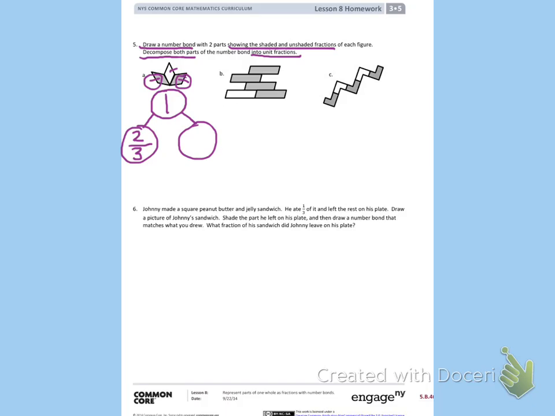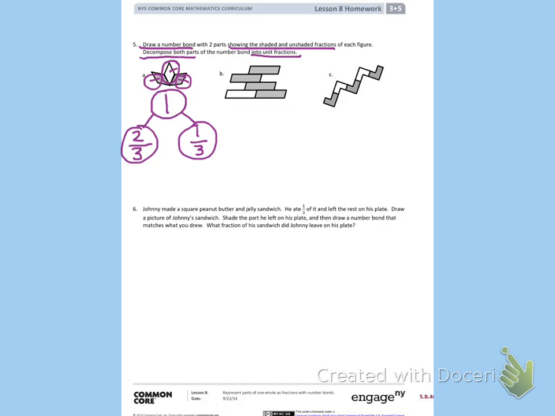Now, the next fraction has to be the portion that is unshaded. Again, we know that there are 3 parts to the entire illustration, and looking at the illustration again, we can see only 1 is unshaded, or 1 out of 3, 1/3.